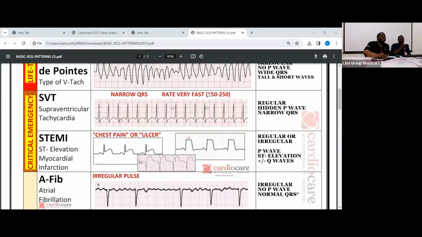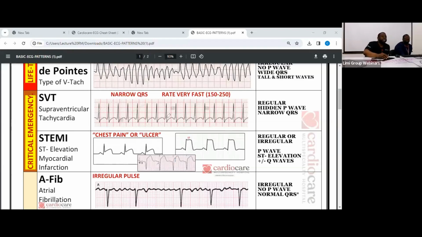Now we have another one. It's very fast, 150 to 250, you may or may not have a pulse, but the QRS is narrow. What do we say narrow QRS is? Can anybody tell us in the chat box how many boxes is a narrow QRS? We say the wide QRS is what? So good, Benny, fine. Thank you. Less than three small boxes.